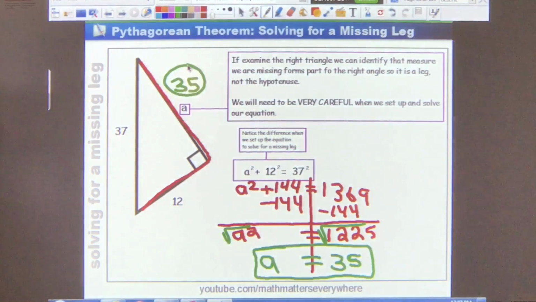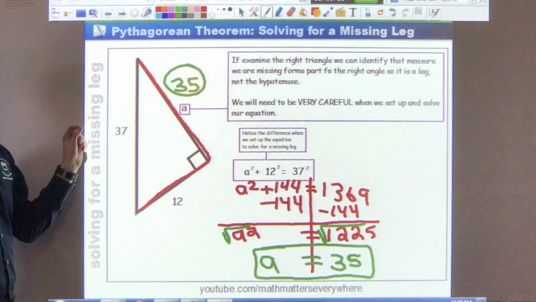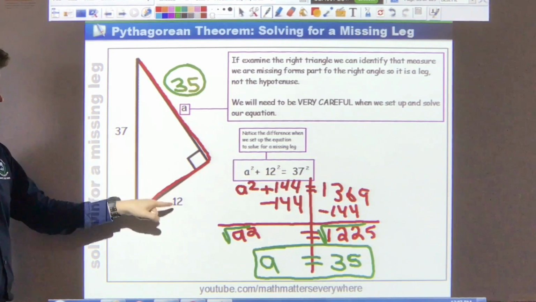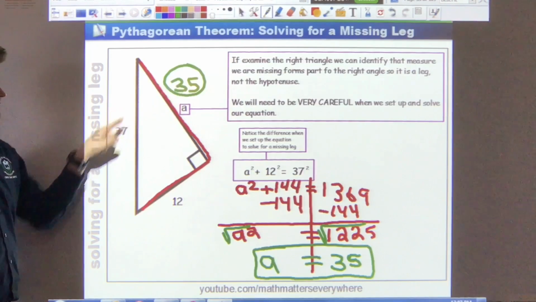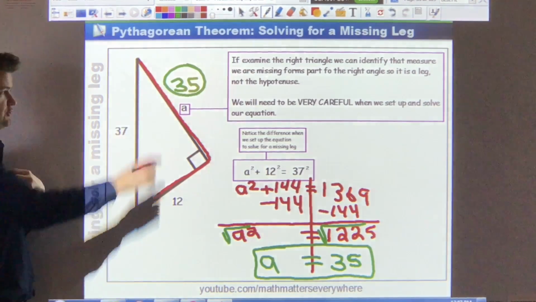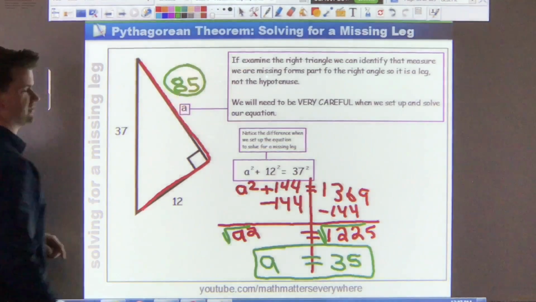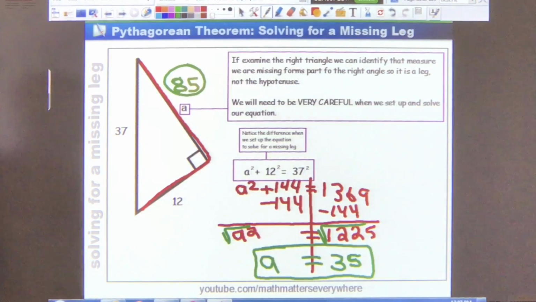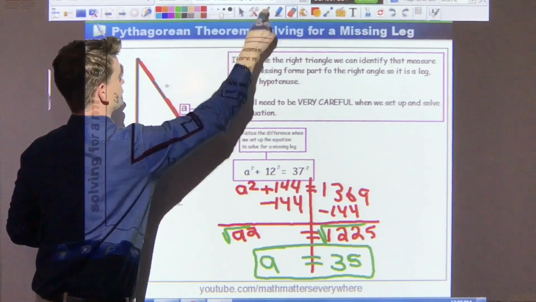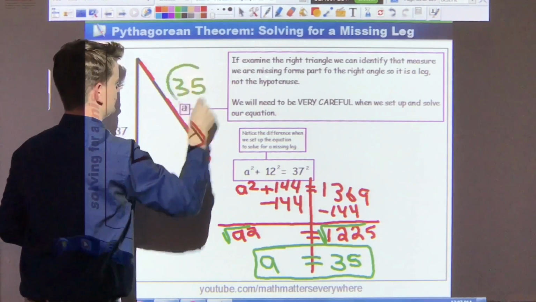You can also check your work here. Keep in mind that this hypotenuse must always be the largest side. Is it the largest side? Yes. 12 is smaller than 37. 35 is smaller than 37. So our answer makes reasonable sense. If you got an answer like, I don't know, 85, does that make reasonable sense? No, of course not, because now you're telling me that this leg is the largest side. That is a lie. So the leg here is equal to 35.